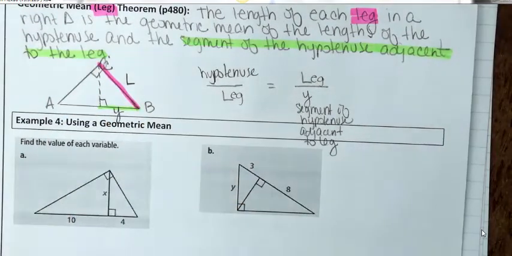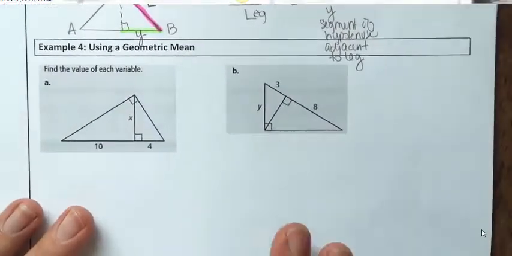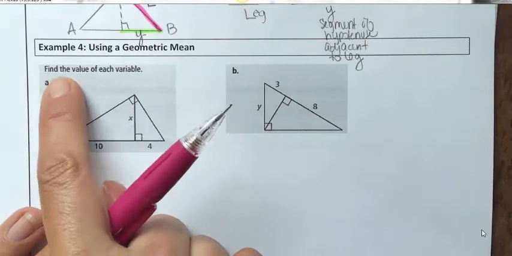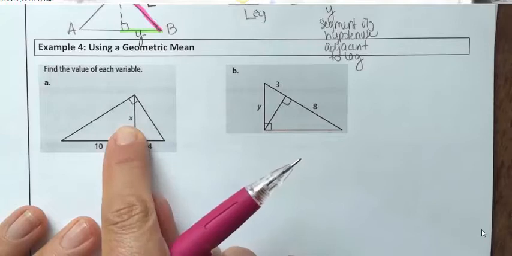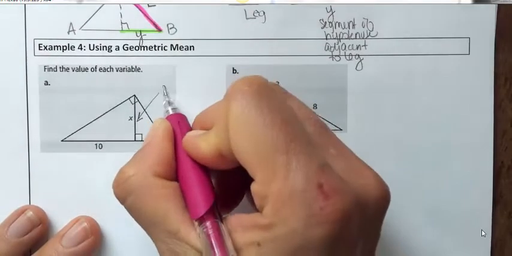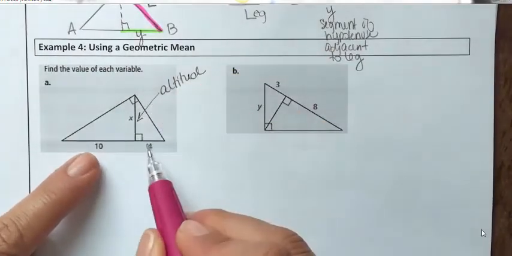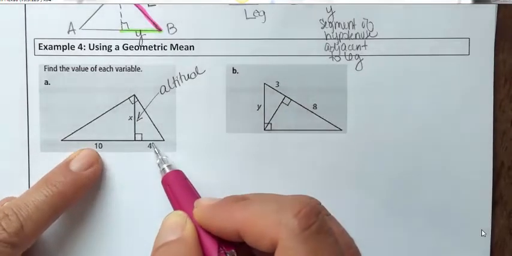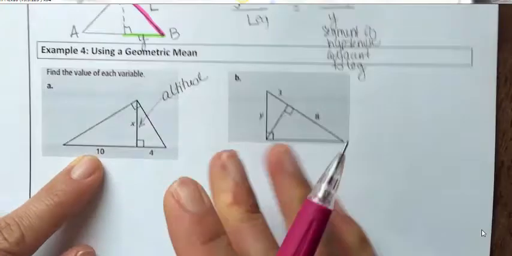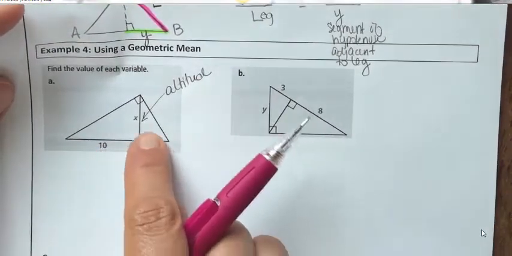All right, so let's do a couple of examples here to maybe drive that home. First of all, A, find the value of each variable. Well, you can see that this one's an altitude, right? So I have to find the length of the altitude, and that altitude is dividing the hypotenuse, right? Because that was a right angle, so this is my hypotenuse, dividing it into two segments. So should I use the geometric mean altitude theorem or the geometric mean leg theorem? Well, nobody's talking about legs here, right? This is all hypotenuse and altitude.